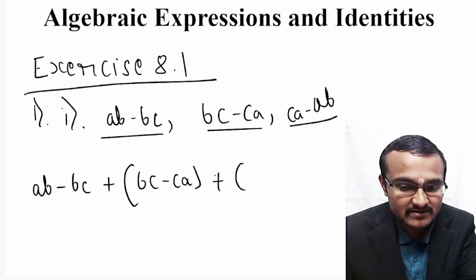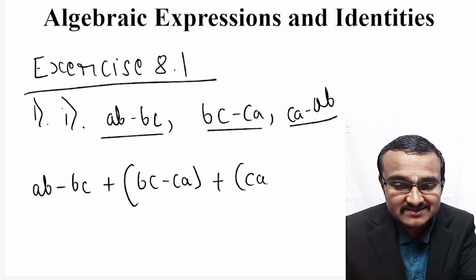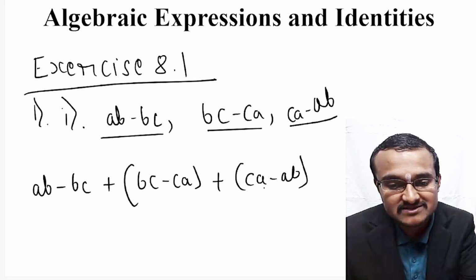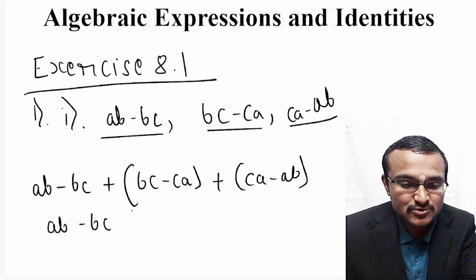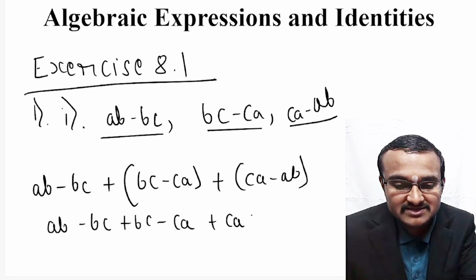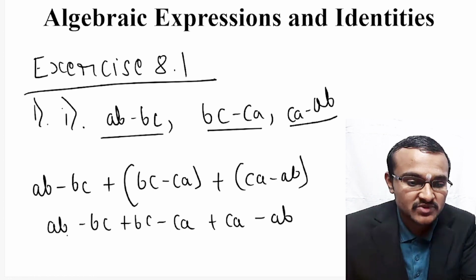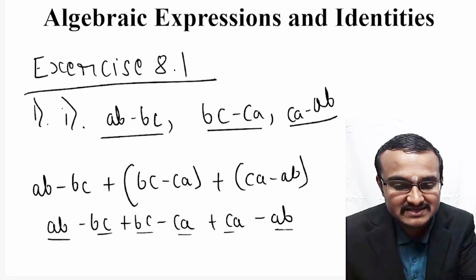Similarly, open another bracket, do the addition and open another bracket and write the third term, that is CA minus AB. So you have got AB minus BC plus BC minus CA plus CA minus AB. Now remove this bracket, AB minus BC. So this plus into plus will be plus, plus into minus will be minus CA, plus into plus will be plus CA, plus into minus will be minus AB. So finally you have got AB minus BC plus BC minus CA plus CA minus AB.